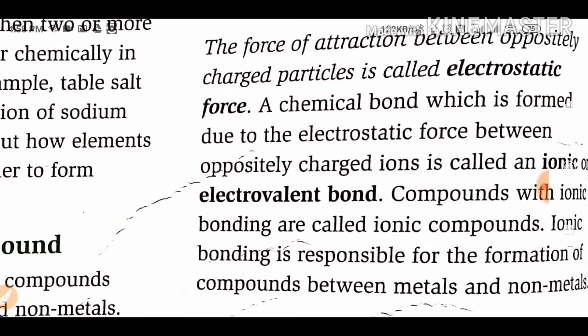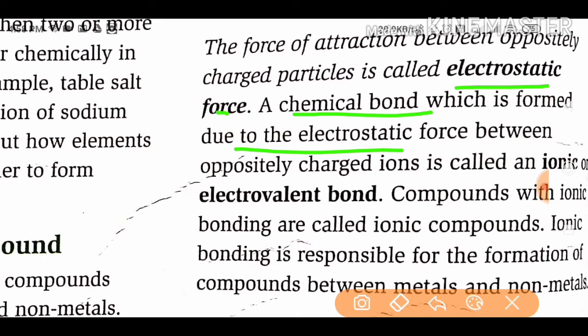A chemical bond which is formed due to the electrostatic force, what will we call a bond formed due to this force? Ionic or electrovalent bond. Compounds with ionic bonding are called ionic compounds. Ionic bonding is responsible for the formation of compounds between metal and non-metals.